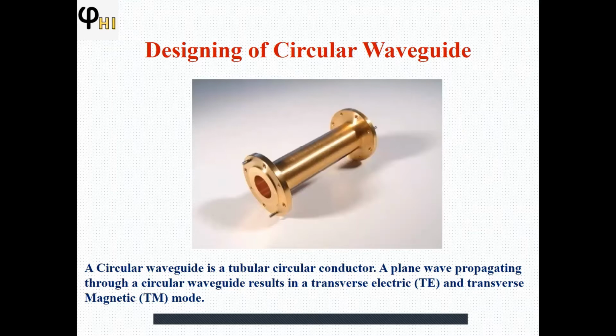A plane wave propagating through a circular waveguide results in transverse electric and transverse magnetic modes. Here you can see the shape of the circular waveguide, and it supports the transverse electric as well as the transverse magnetic mode.